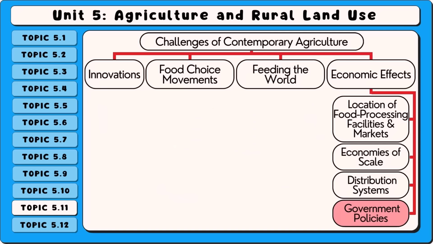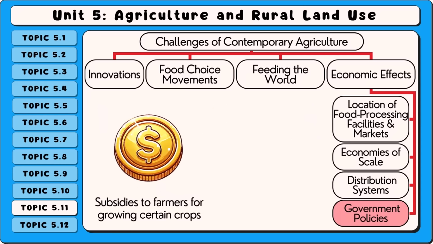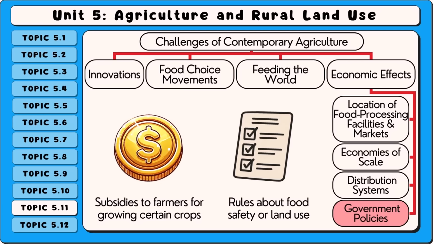Finally, government policies have a big influence on food production. Governments might give money, called subsidies, to farmers who grow certain crops. They might also set rules about food safety or land use. These policies can support farming, but they can also create challenges depending on who benefits most.